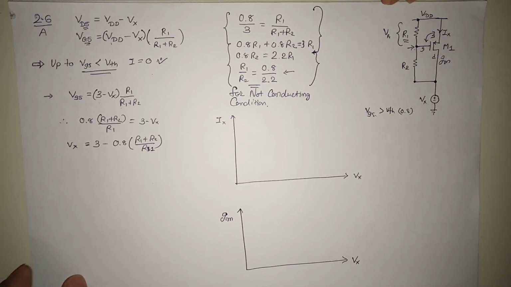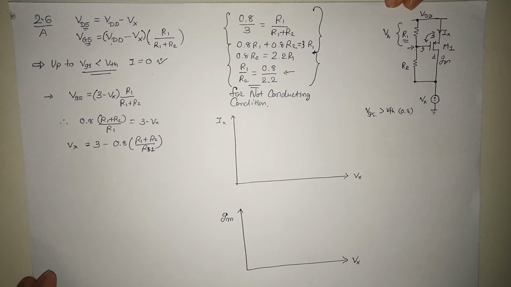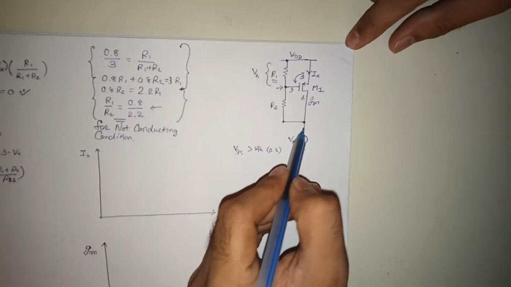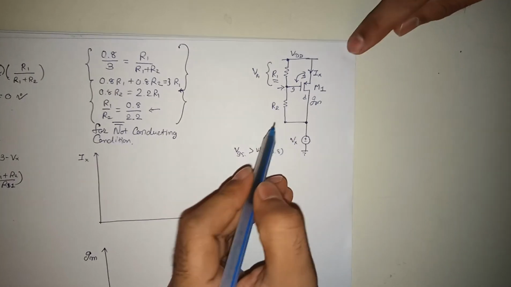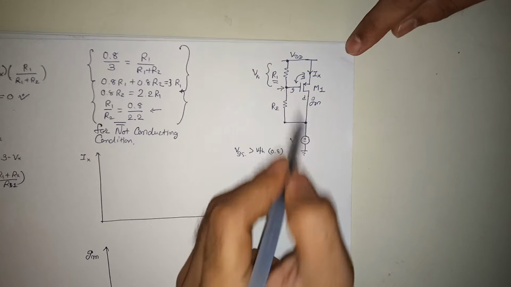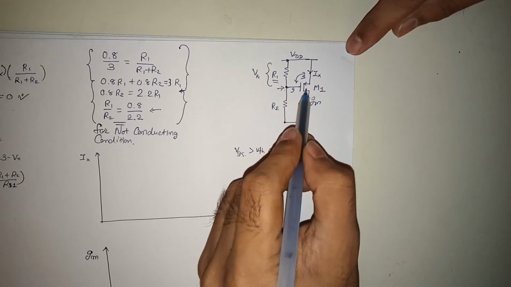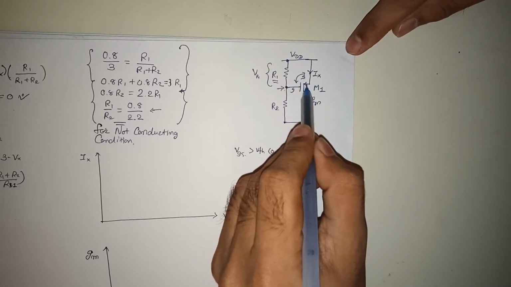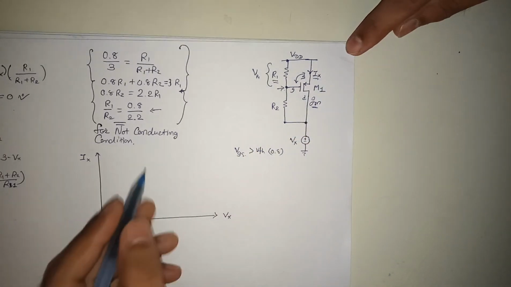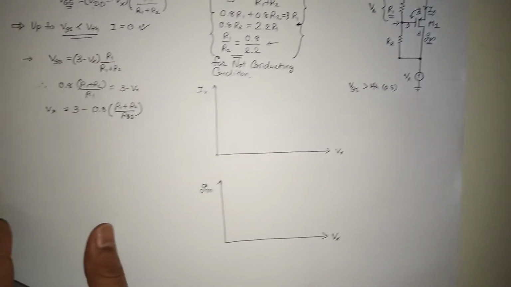Okay, we'll see the solution of problem number 2.6 part A. This is the question they give: R1 and R2 are in series between VDD and VX. One PMOS is given, and you need to find IX and gm with respect to VX. You need to fill these two graphs basically.